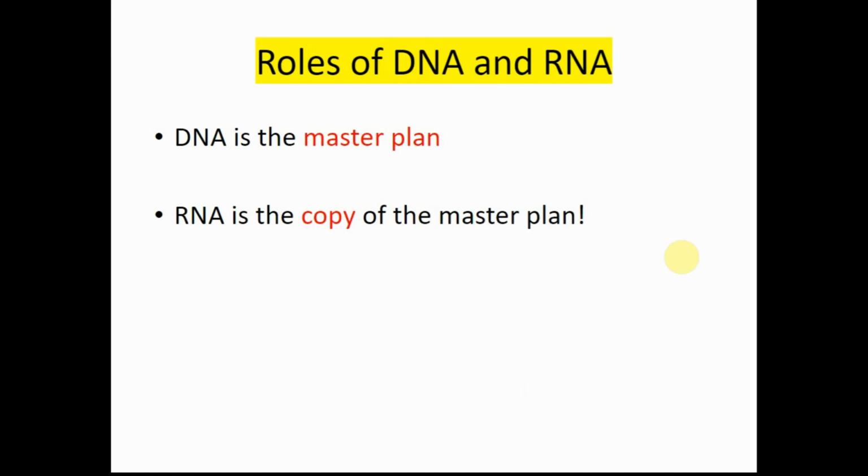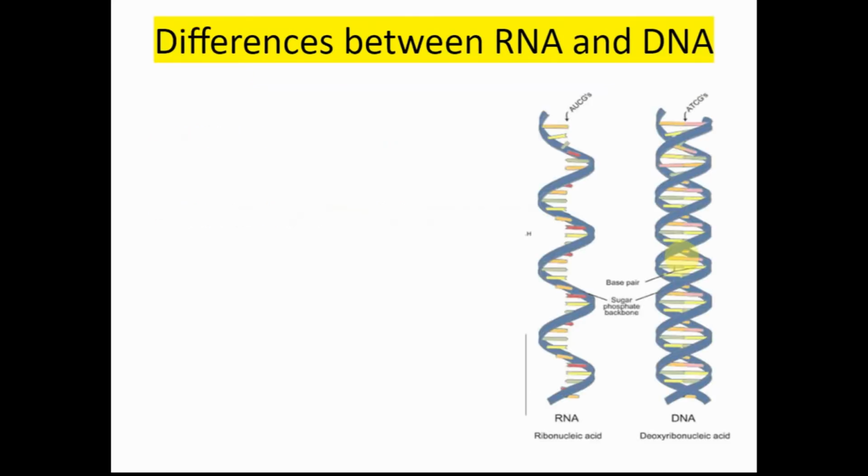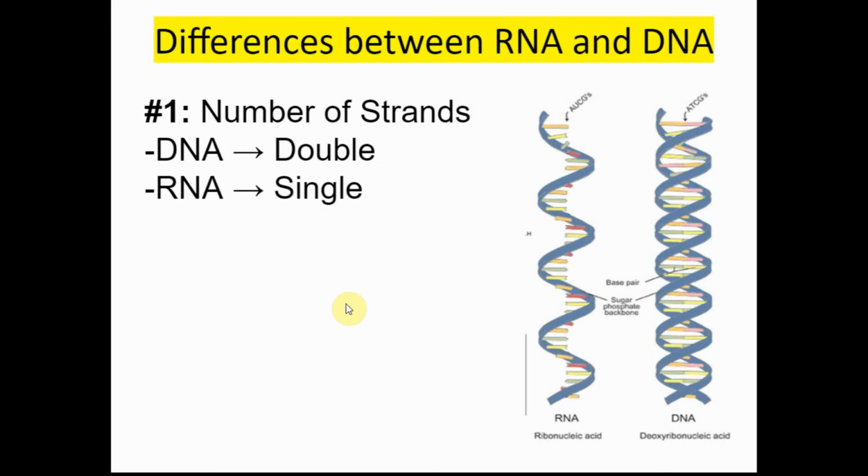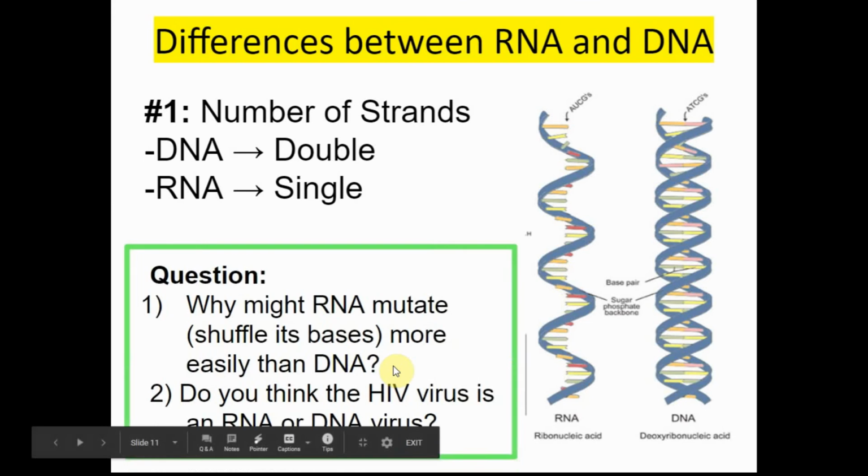It's a copy of just a single gene on the DNA. Okay, some structural differences between DNA and RNA. DNA has 2 chains of nucleotides twisted around each other, so we often call it a double-stranded molecule, whereas RNA is 1 chain of nucleotides, so we call it a single-stranded molecule.